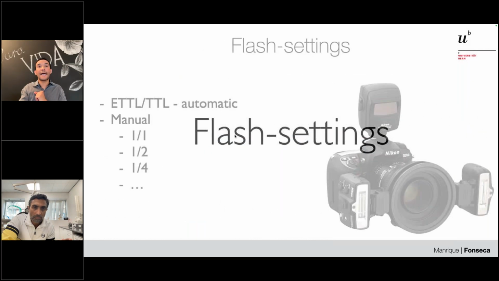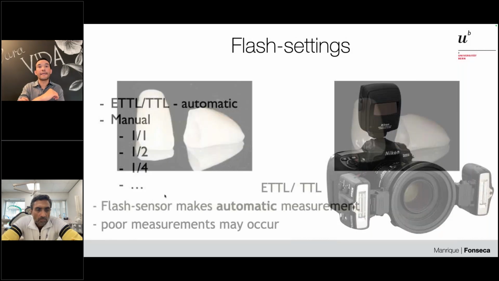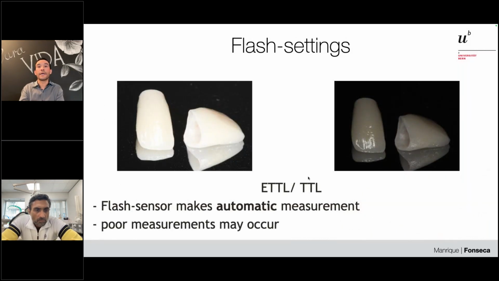And then we have flash settings. So if you have a camera like this, and you have a flash that looks like this, you may have 2 options. You can go automatic. The automatic mode is called ETTL or TTL, and you also have a manual mode. Let's check it out. If you go into the automatic mode, basically what will the flash do? The flash is basically a light, right? You're going to light up the intraoral area or the model that you want to take a picture of.